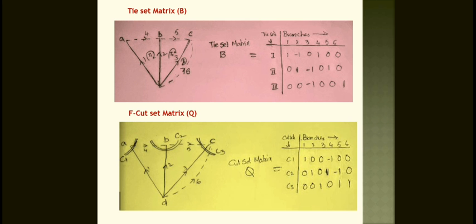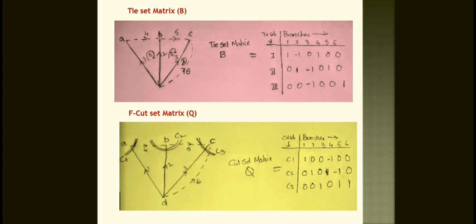And now the tie set matrix. For the tie set matrix, you observe what the branches are and how many branches there are: 1, 2, 3, 4, 5, 6 branches, and tie sets 1, 2, 3. So here you observe how you are going to take the matrices. There are 3 tie sets, so you will call them 1, 2, 3.